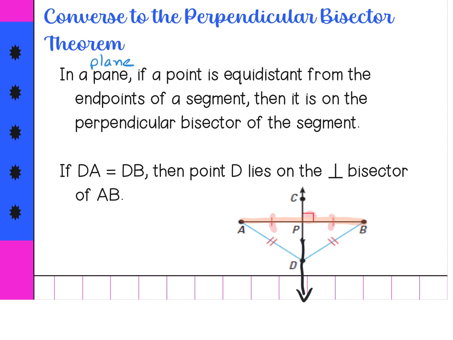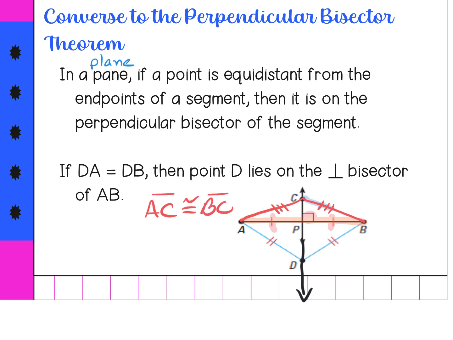Now, if it asks you to make some statements about this, let me go ahead and add in some equidistant segments from C. Since C is on that perpendicular bisector, I could draw segments from C to B and C to A. And because C is on the perpendicular bisector, that tells me that AC is going to be congruent to BC.